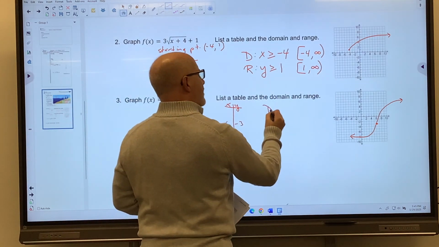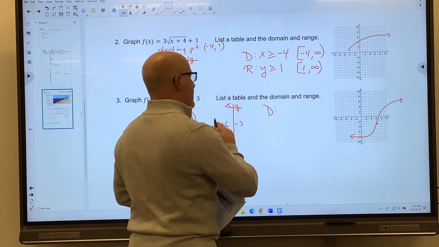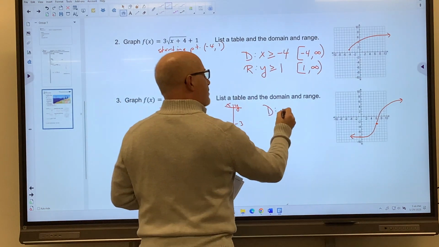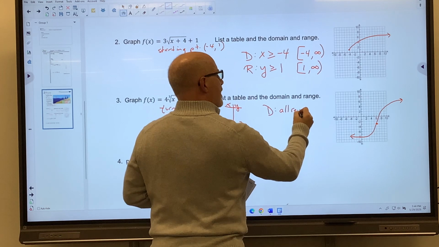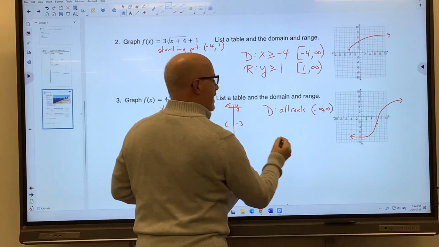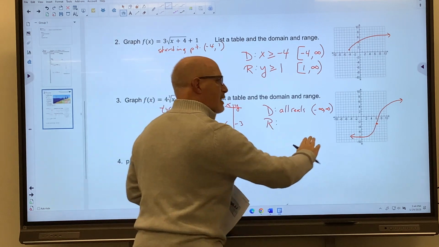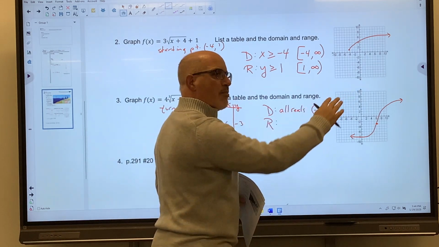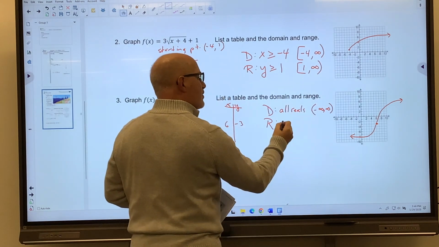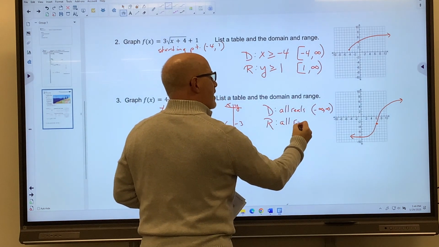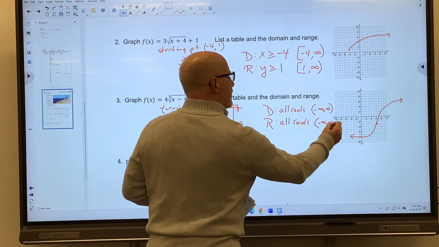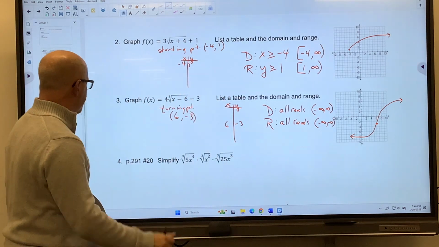Your domain for this one, again, for this odd index, you can put even negatives in for it, so it's going to be all reals. And a reminder, if we do that in interval notation, that's negative infinity to infinity. The range also, this keeps going up. It slows down, but eventually, since it goes off to infinity and it's always increasing, it will also go to all real numbers. So it also is from negative infinity to infinity for the range.